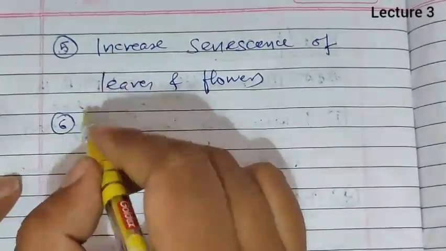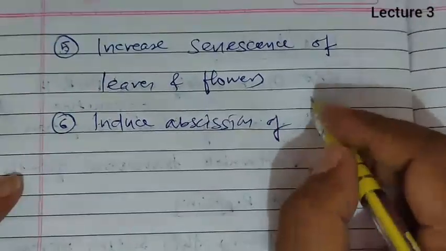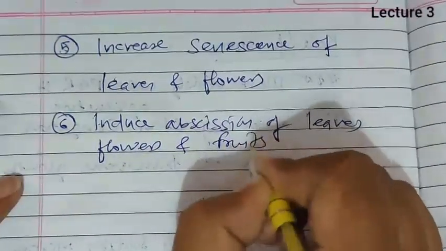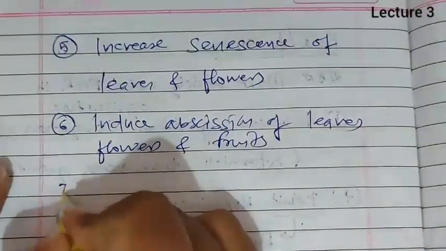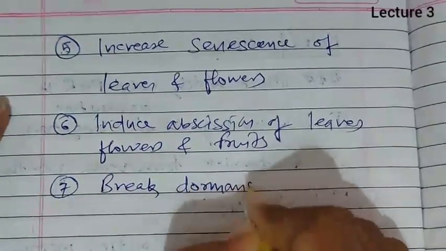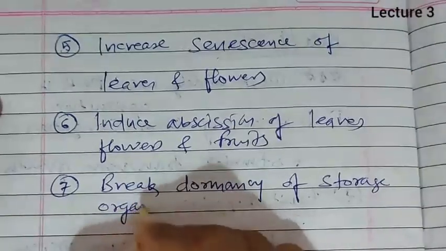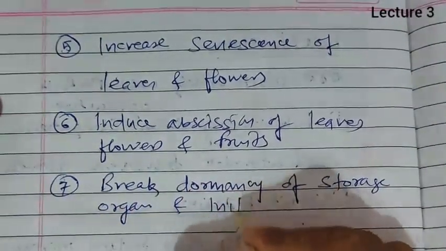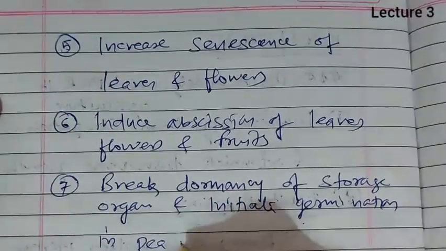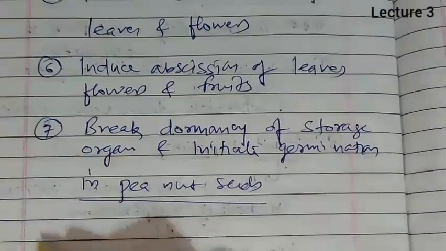Sixth, it induces abscission or falling of leaves, flowers and fruits. It is also responsible for breaking dormancy. So it breaks dormancy of storage organs and initiates germination in peanut seeds. This is one of the important questions they usually ask. Initiation of germination in peanut seeds is carried out by ethylene.